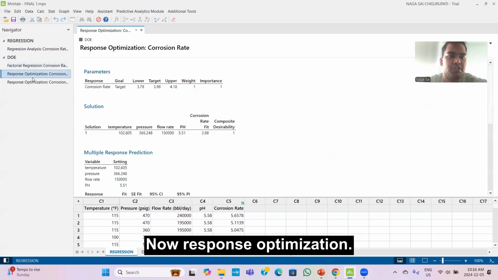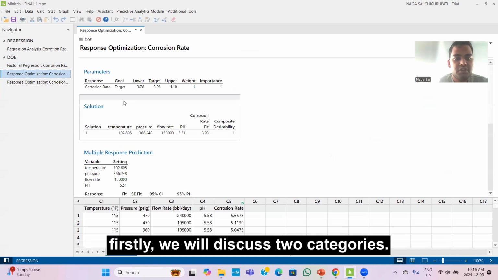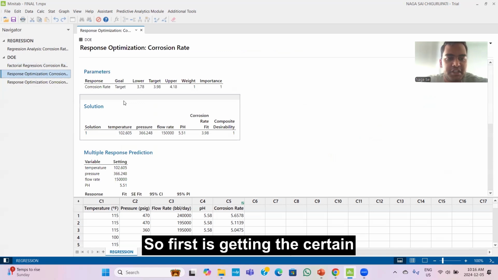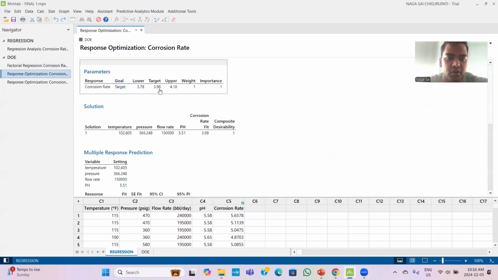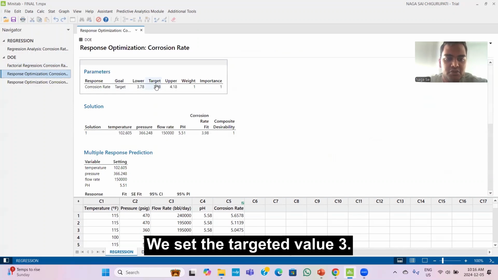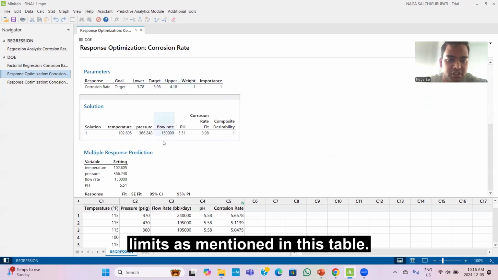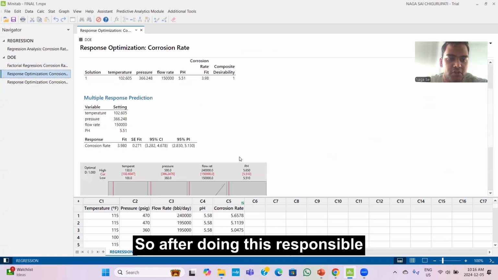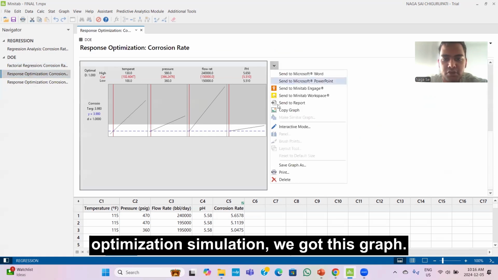Now, response optimization. In this response optimization, firstly we will discuss two categories. The first is getting a certain targeted value of the corrosion rate. We selected the targeted value 3.98, with the lower and upper limits as mentioned in this table. After doing this response optimization simulation, we got this graph.